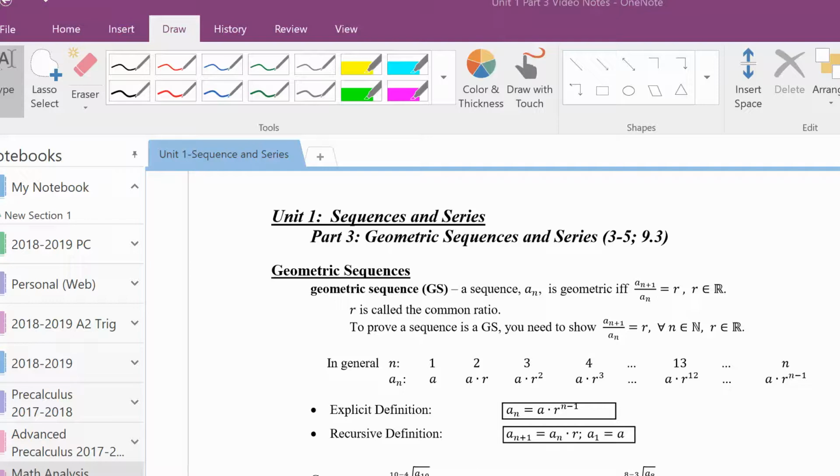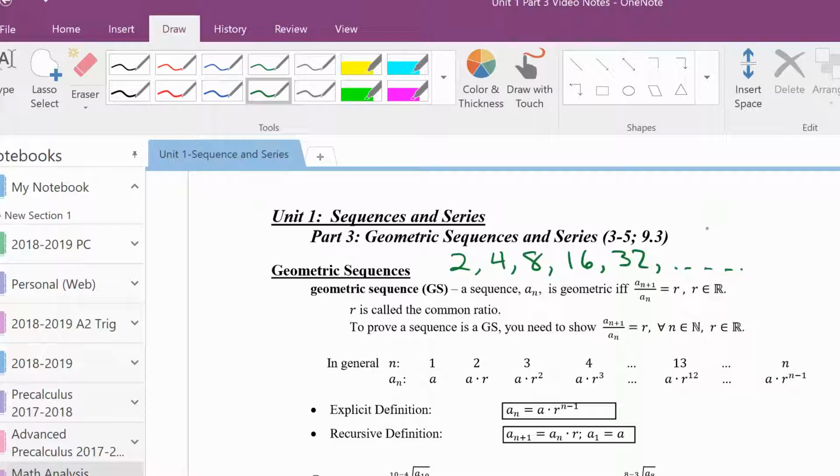Welcome to tonight's video on part 3, geometric sequences. A geometric sequence is a sequence in which you multiply to go from term to term. Notice this sequence is geometric because you're multiplying by 2 to go from term to term.